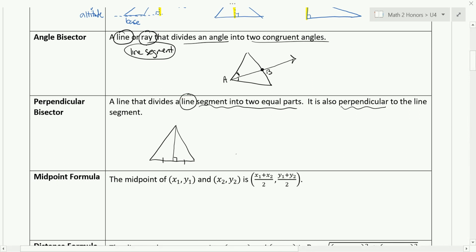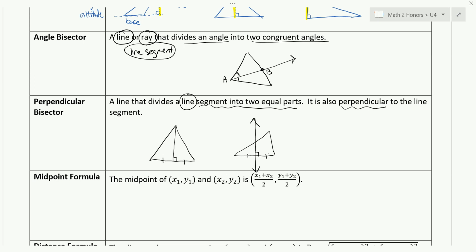So let me show you another example. Here's a perpendicular bisector. Perpendicular, and it bisects, but it does not have to go through a vertex. So a perpendicular bisector could be a median, it could be an altitude, but medians and altitudes are segments, and they both have to touch a vertex. A perpendicular bisector does not have to touch a vertex. Okay, and that's really important that you know that part.